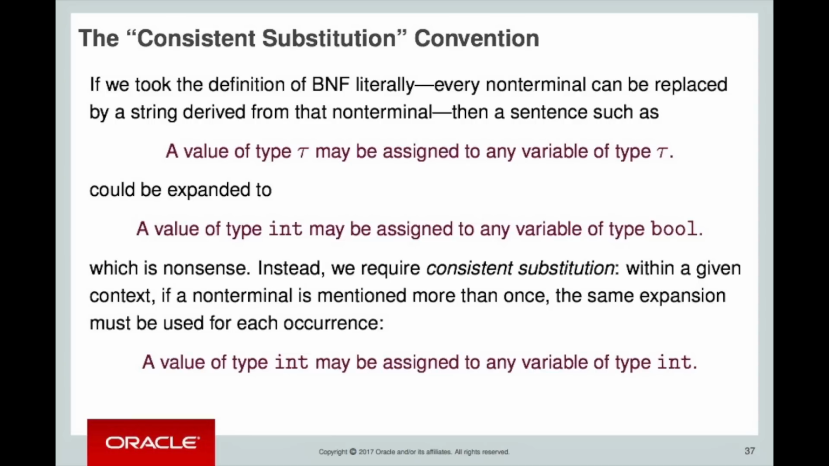Instead, we have this convention about consistent substitution. Within a given context, and exactly what context means is kind of vague. It might be a sentence or it might be an inference rule. But within some context, if the same non-terminal is mentioned more than once, the same expansion must be used for each occurrence. This allows us to talk about things. We need to be able to refer to things more than once as we talk about them. So with consistent substitution, we say, okay, here's this sentence, that's a context. ta appears more than once. We will choose to expand ta to int in every place it appears. Now we say a value of type int may be assigned to any variable of type int. This makes sense.